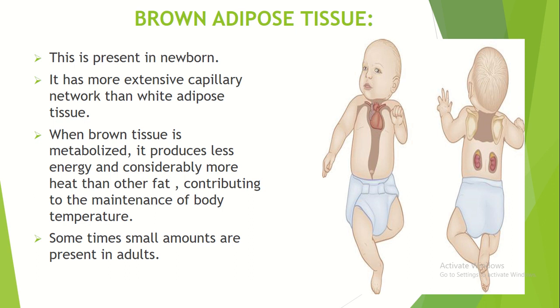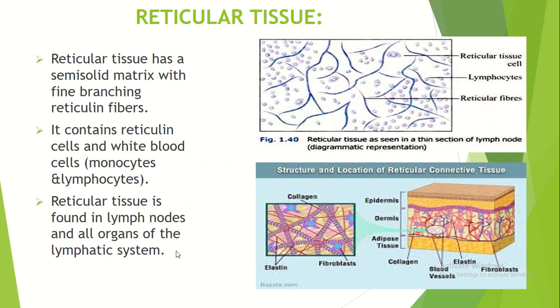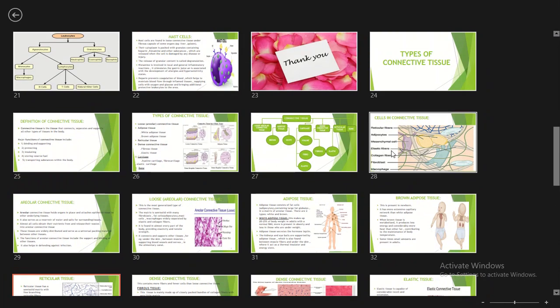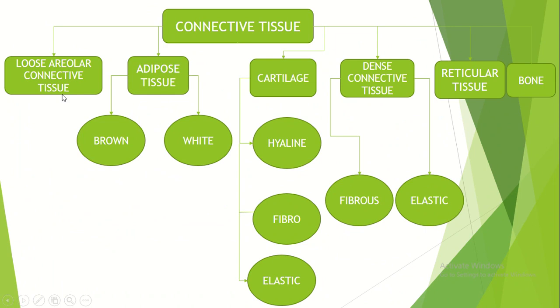Sometimes small amounts are present in adults. So mainly it is present in babies, and sometimes it is also present in a small amount in adults. These dark brown areas are the places where the brown adipose tissue is found, behind the scapula and surrounding the kidney. So next is the reticular tissue. We saw the loose areolar connective tissue and the adipose tissue, that is the brown and the white. Now we are going to see the reticular tissue.